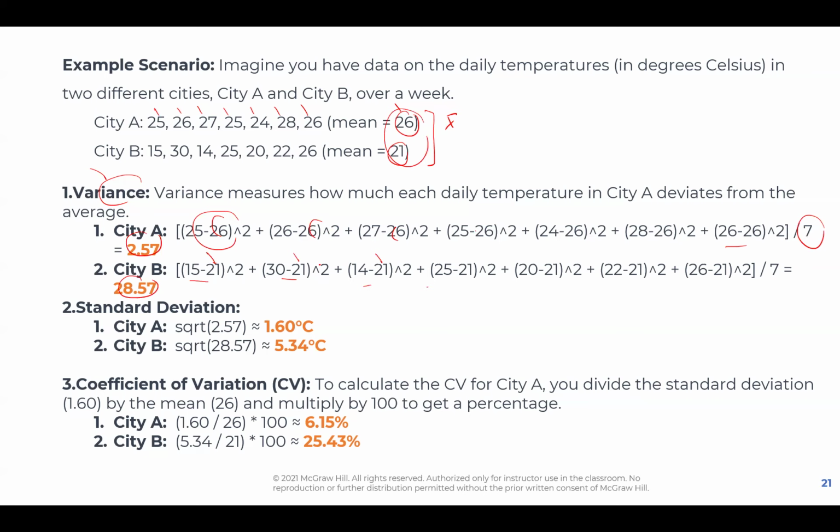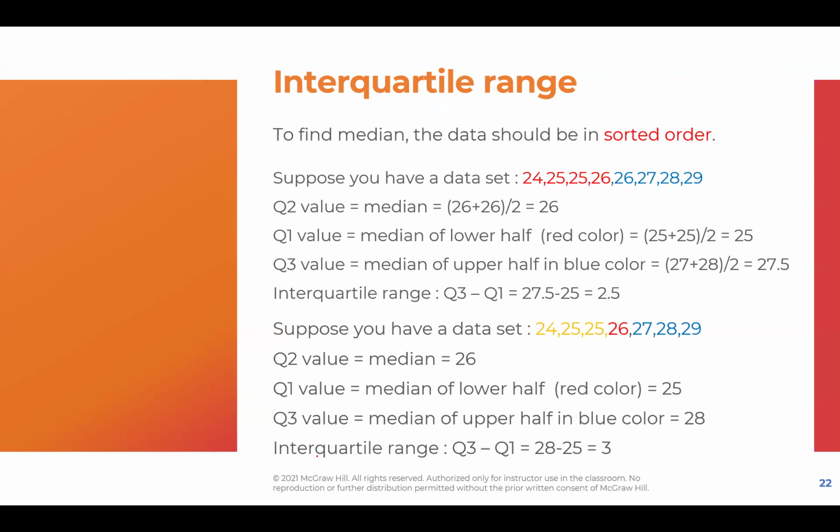So you have to do other analysis. The standard deviation is very low here, whereas the standard deviation is 6 point something for the other city. So the coefficient of variation is 6.15, whereas for city B it is 25.4. So significant variance here. So obviously, even though the mean values are close to each other, it doesn't really mean they are the same. So for the interquartile range, you first find out the quartiles.